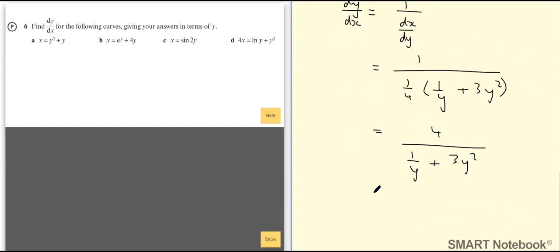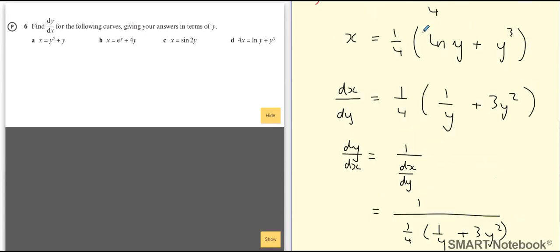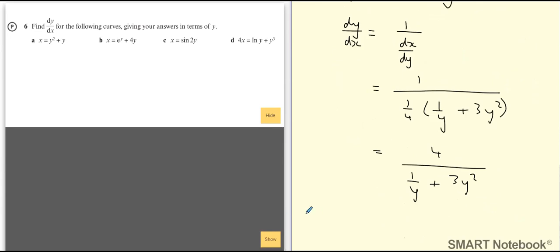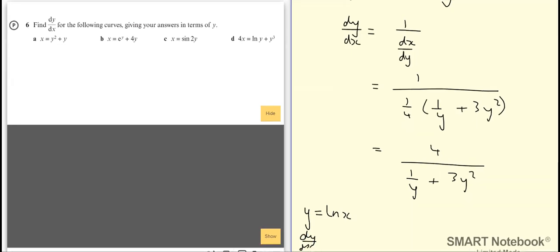And then if I did want to simplify it so that there's not a fraction, why does it become 1 over y? Because the differential of ln y is 1 over y. Or from yesterday, if y equals ln x, dy by dx was equal to 1 over x. So if I have x equals ln y, dx by dy is going to equal 1 over y. Are you happy with that?